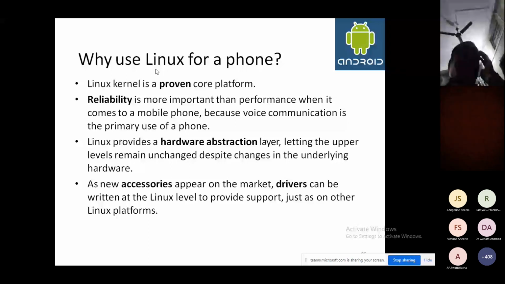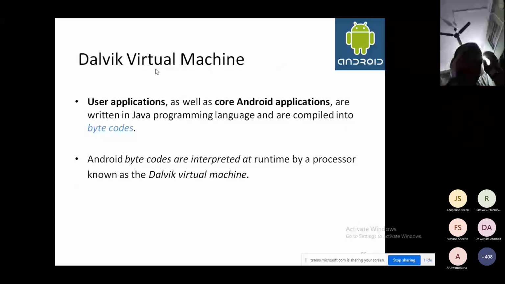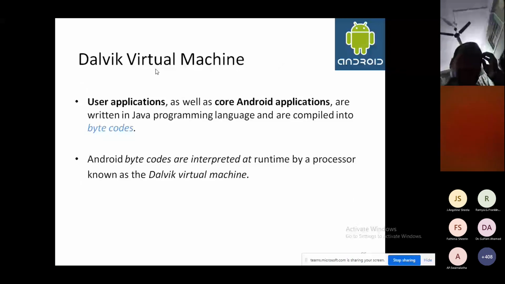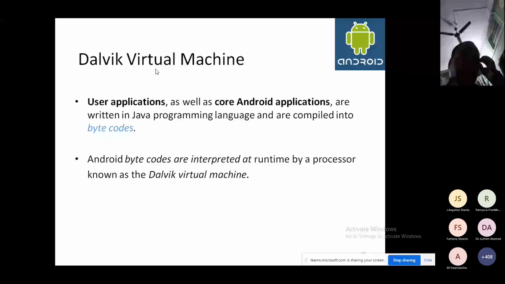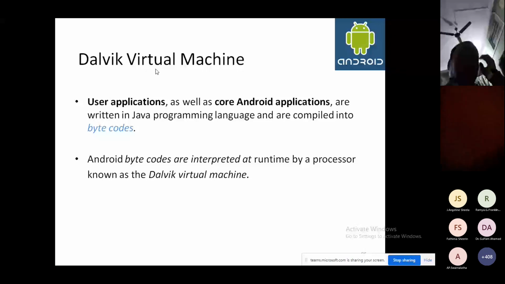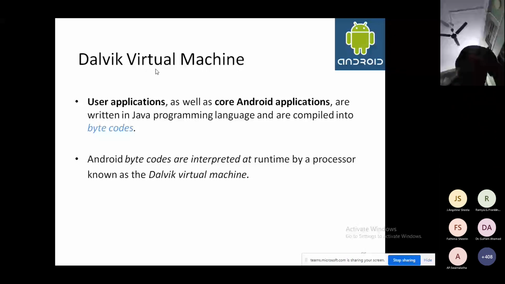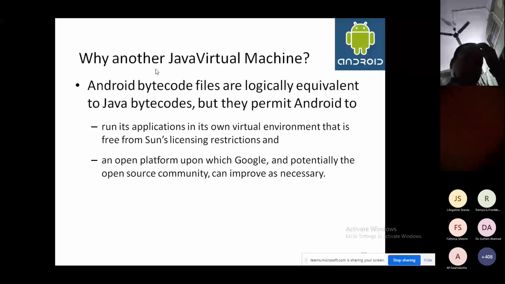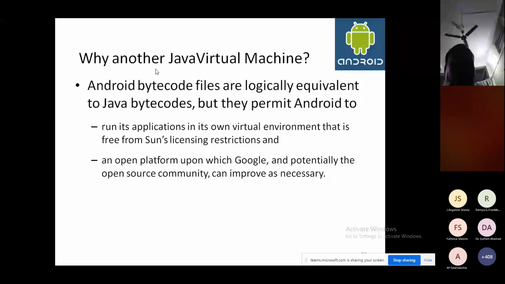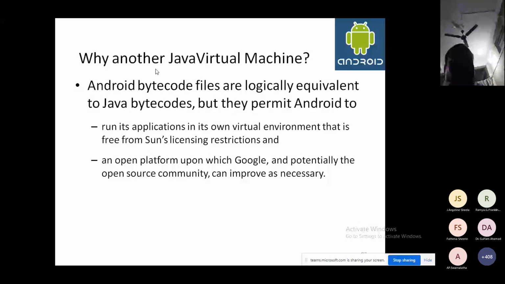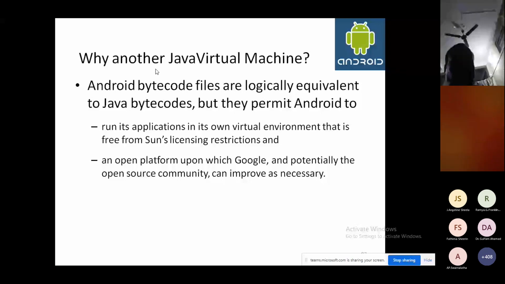Now the Dalvik virtual machine: user applications as well as core Android applications are written in the Java programming language and compiled into bytecode. Android bytecode is interpreted at runtime by a processor known as the Dalvik virtual machine. So why another Java virtual machine? Android bytecode files are logically equivalent to Java bytecode, but they permit Android to run its applications in its own virtual environment that is free of licensing restrictions, and an open platform upon which Google and potentially the open source community can improve as necessary.